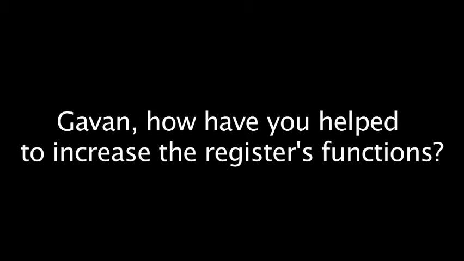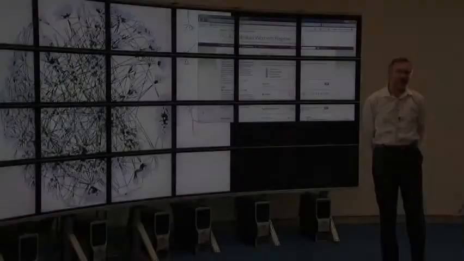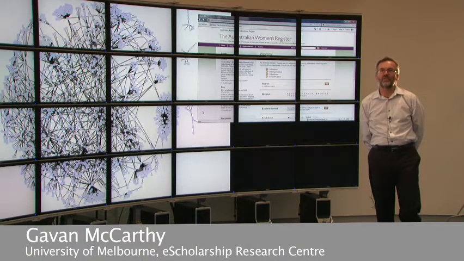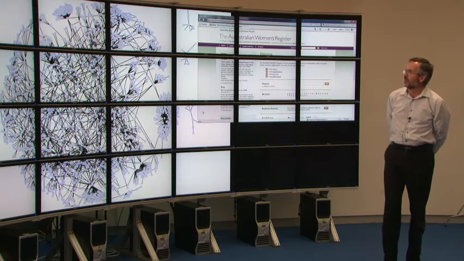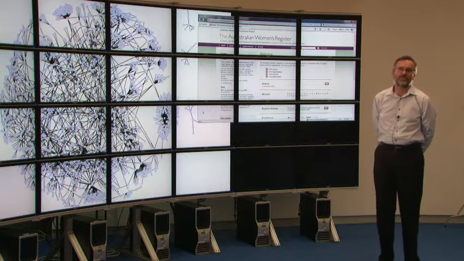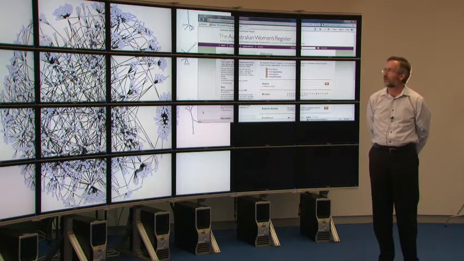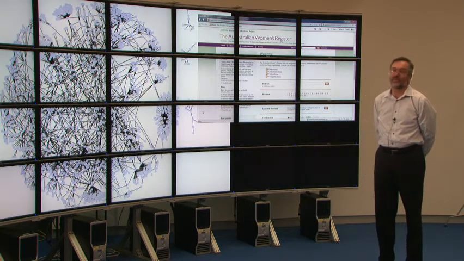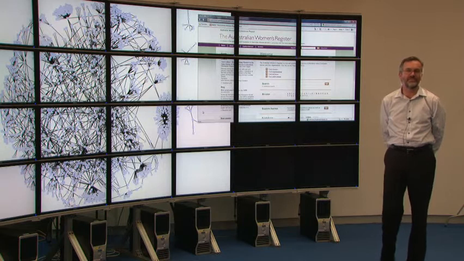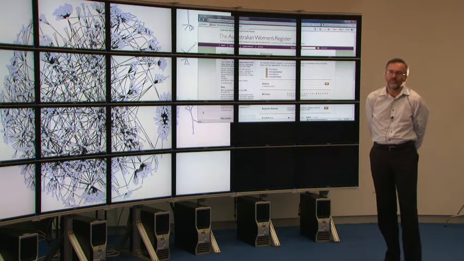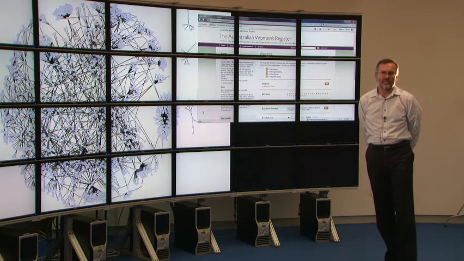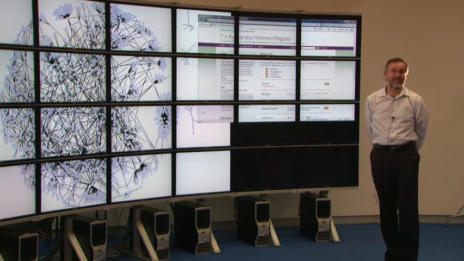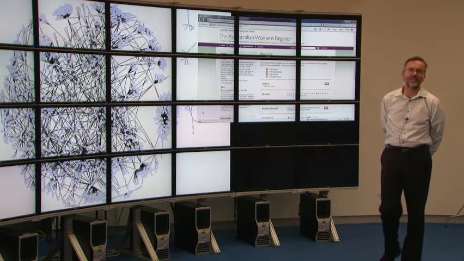Gavan, how have you helped to increase the Register's functions? One of their more recent ARC-funded projects on women in leadership has led us to utilise some off-the-shelf open source visualisation technologies to analyse this data set that's been built over 10 years, to try and find those subsets or clusters of women who've performed some sort of leadership role. And part of the driver there is to actually understand what is different about women in leadership as distinct from men in that area. And what do the visualisations show?